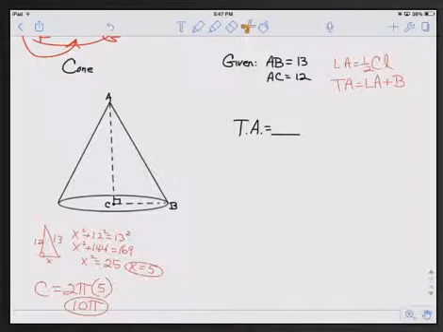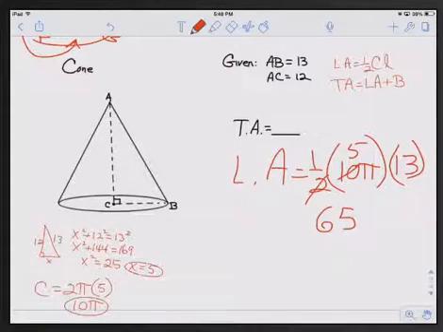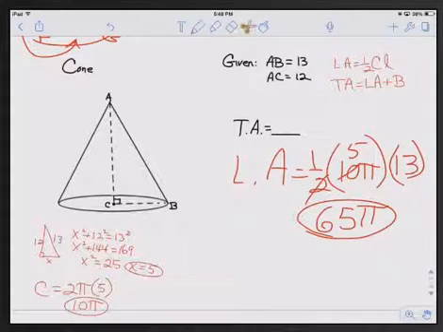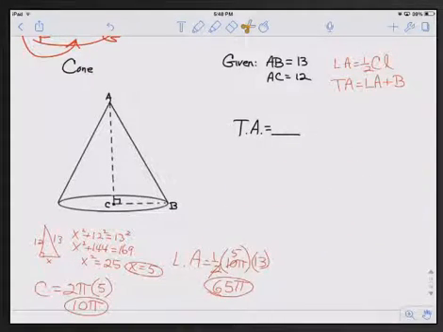Now we have lateral area equals 1/2 times the circumference of the base, which we just found to be equal to 10 pi, times the slant height, which was given as equaling 13. We have 2 goes into 10 5 times. 5 times 13 is equal to 65. So we have a lateral area of 65 pi. So we'll bring that over to the side.